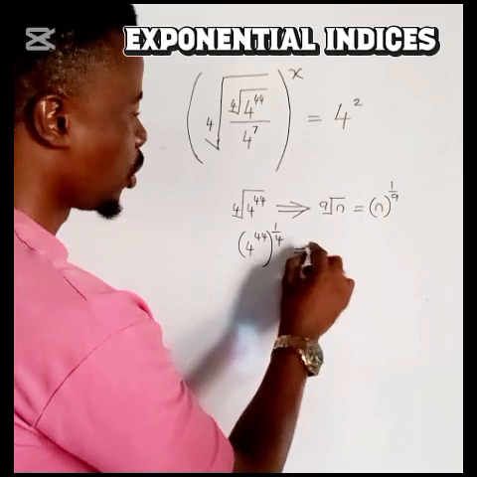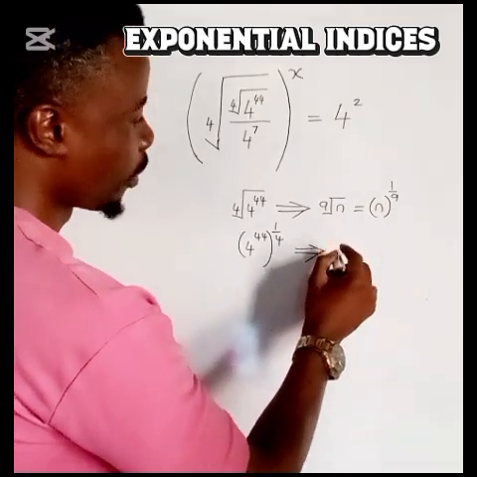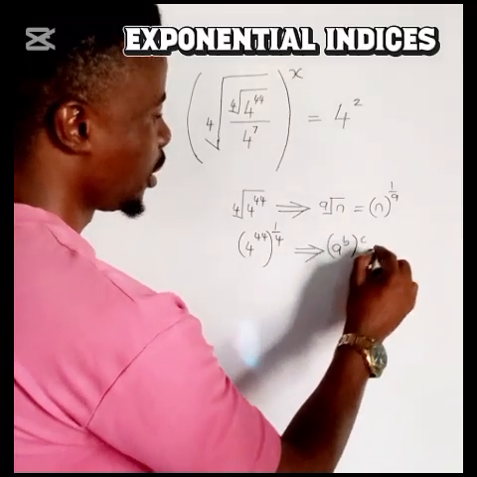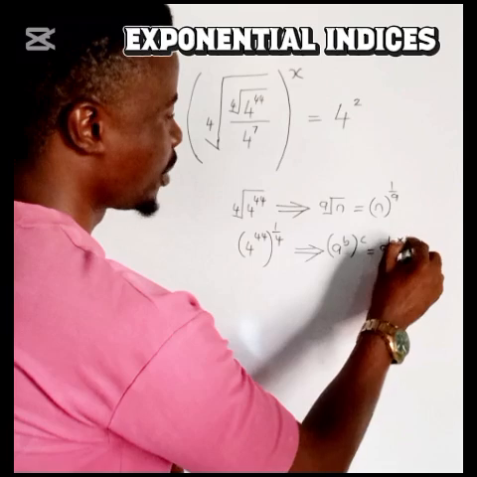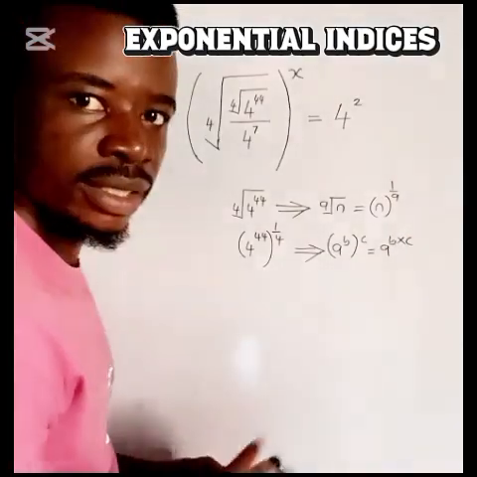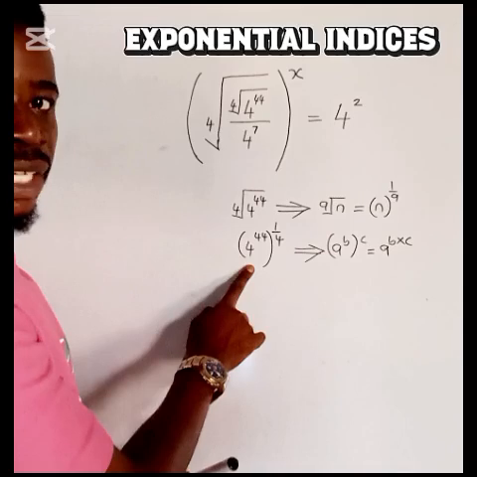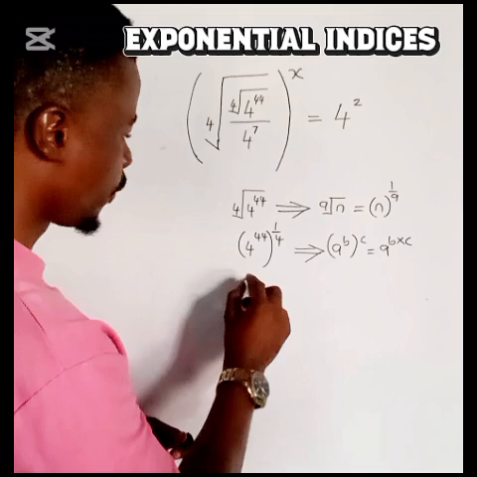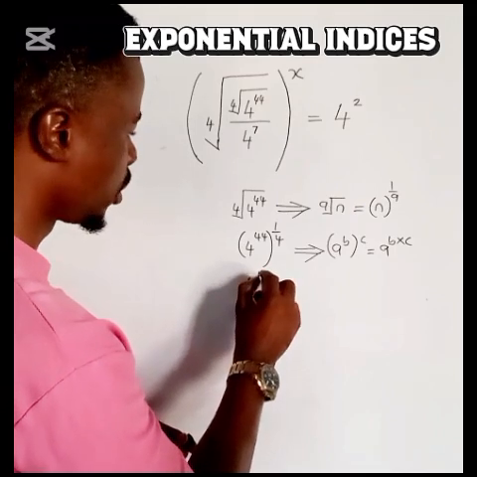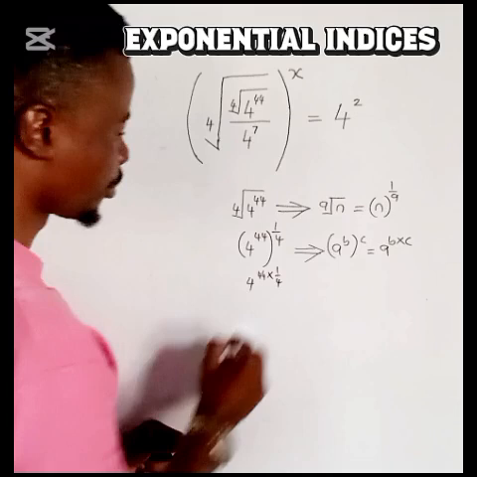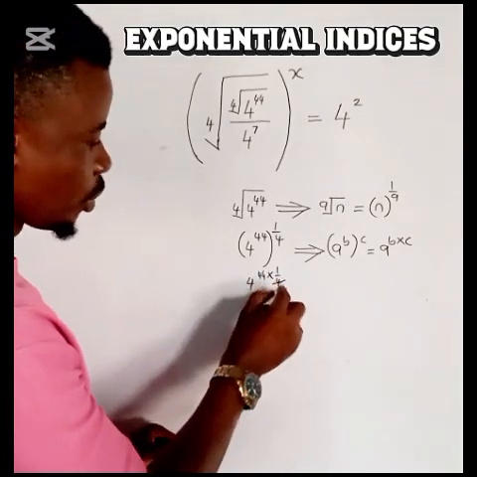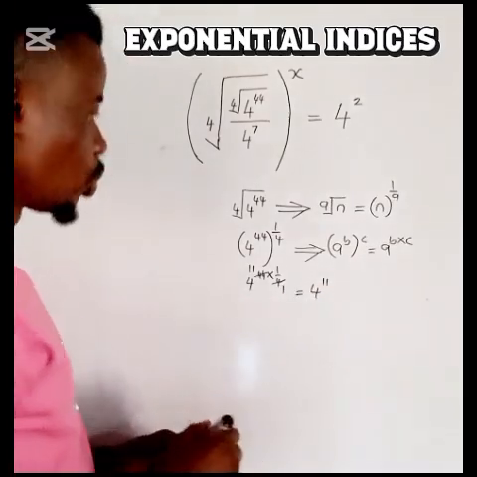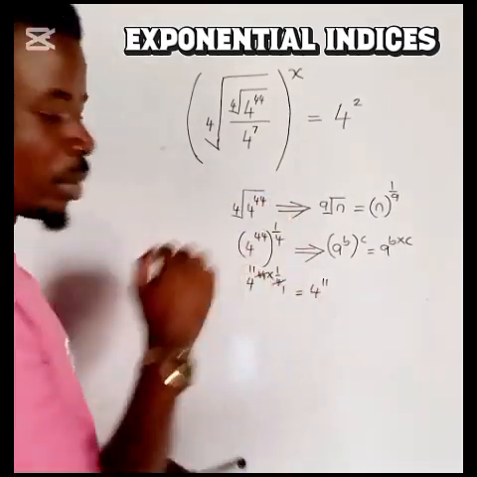Now, another law called the power law states that if we have a raised to the power b, all raised to the power c, it is equal to a raised to the power b times c. So we can use this to simplify. Now 4 raised to the power 44 raised to the power 1 over 4 becomes 4 raised to the power 44 times 1 over 4. The 4 cancels with 44 leaving 11. So your answer is 4 raised to the power 11. So the simplification of this is 4 raised to the power 11.